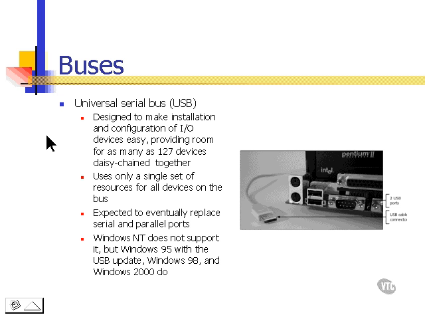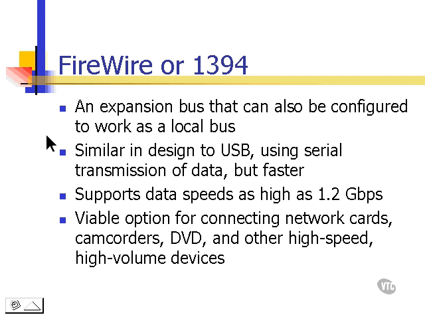Another type of bus that is used today is the 1394 Firewire bus. That's an expansion bus which is similar to a USB, but it supports data speeds as high as 1.2 gigabits per second. It's perfect for transferring information off of your camcorder or off of your digital camera.